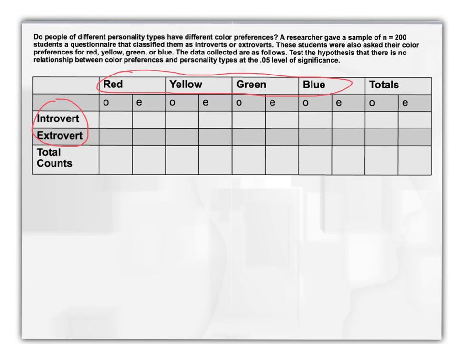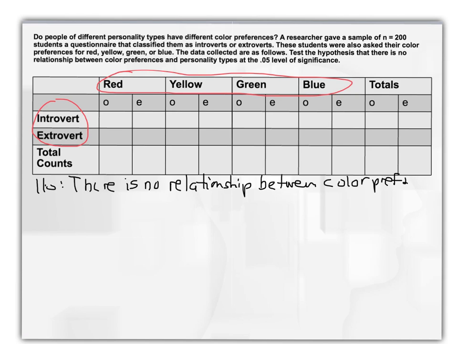We have null hypotheses. We'll write it out. Our null hypothesis: there is no relationship between color preference and personality. And our alternative hypothesis would be that there is a relationship between color preference and personality.